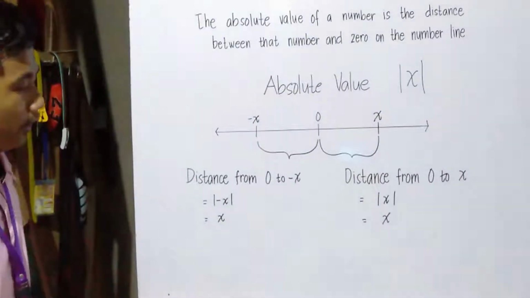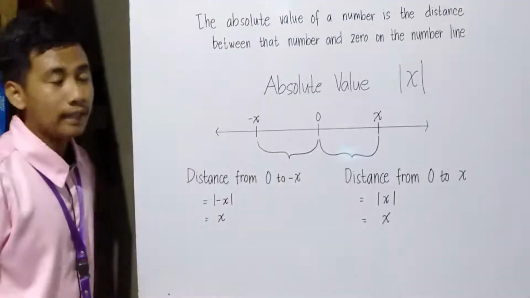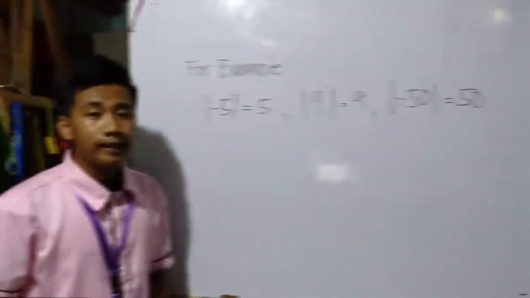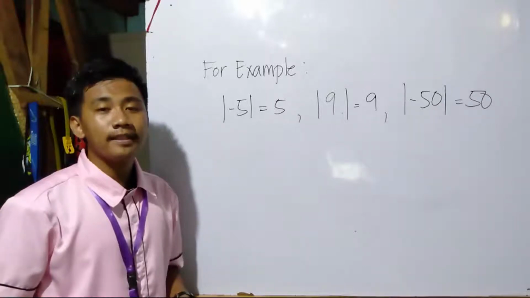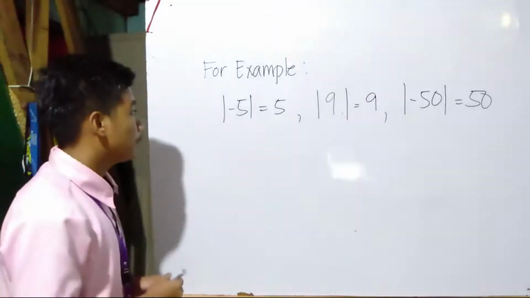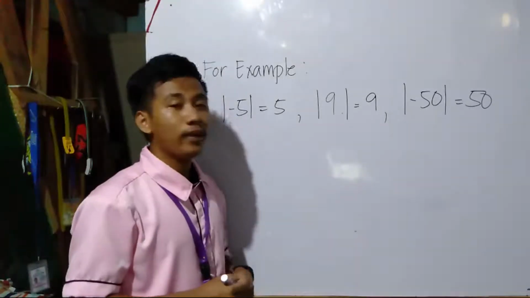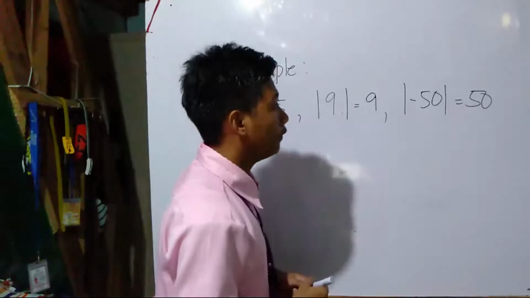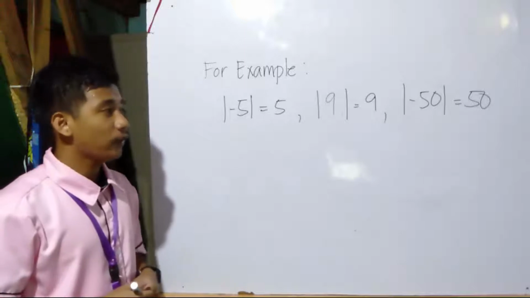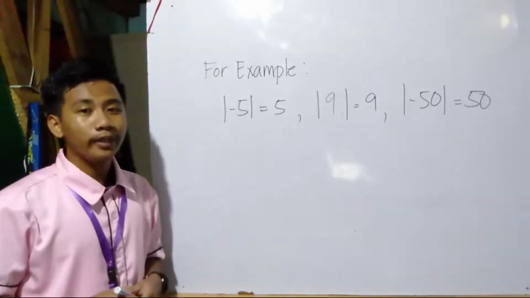As we observe further, the sign of a number inside the absolute value tells us the direction as well as the distance of that number from the origin. Since the absolute value represents a distance, it is always positive or equal to 0. For example, the absolute value of negative 5 is equal to 5. The absolute value of 9 is equal to 9. And the absolute value of negative 50 is equal to 50. It's easy, right? Just use the positive value of the number. A good way to remember this is, when you are dealing with absolute value, remember to stay positive.